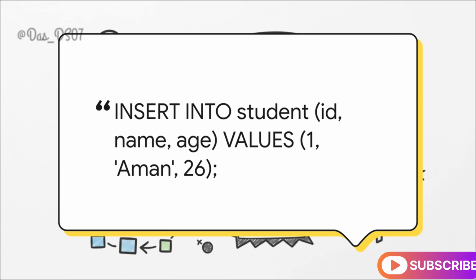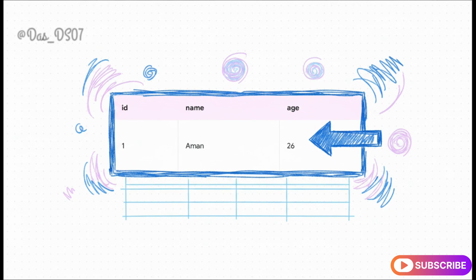101, Amen, and 26. And just like that, boom, the command adds a brand new row to our table. We've gone from an empty blueprint to a structure that's holding real organized information. The process is immediate and it's really powerful.